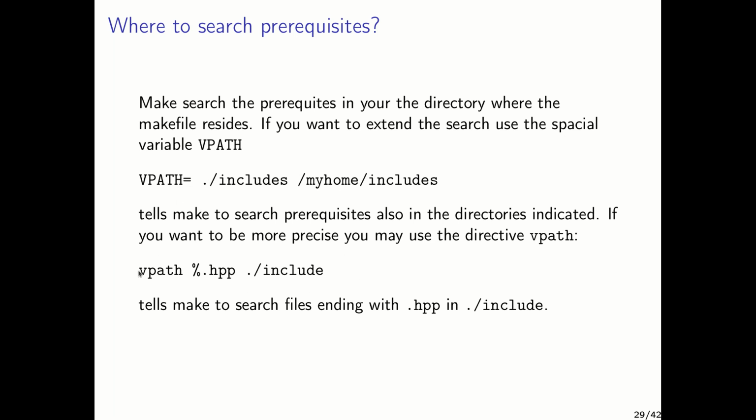You can also use vpath, lowercase, that is even more powerful. You may say that all the files that have extension .hpp have to be looked for in the current directory and in the subdirectory include of the current directory. This is a subdirectory include of the current directory. And you can put a list. You don't need just one. You can do like here.